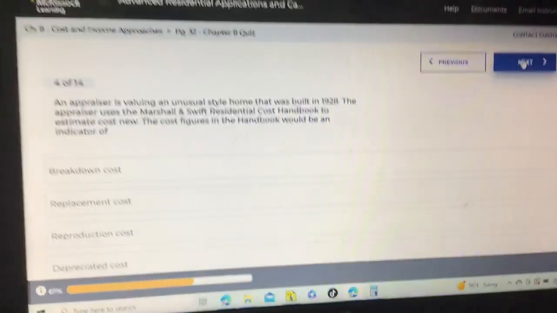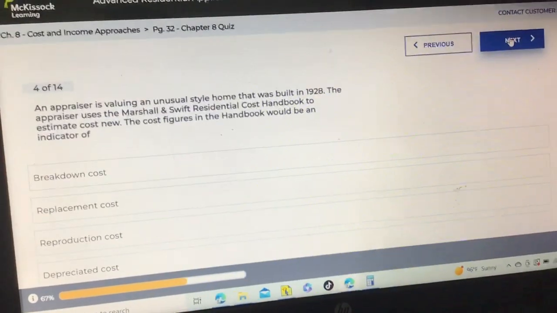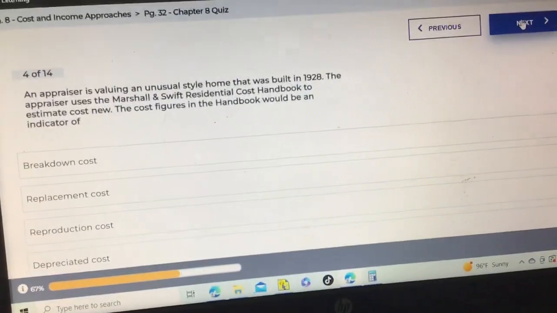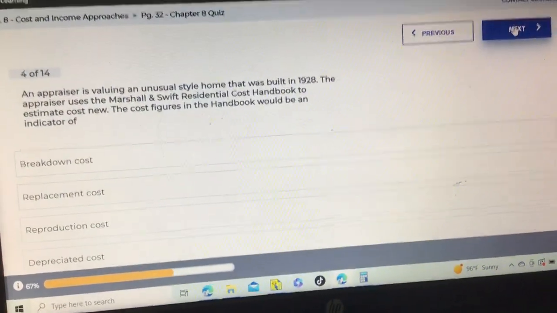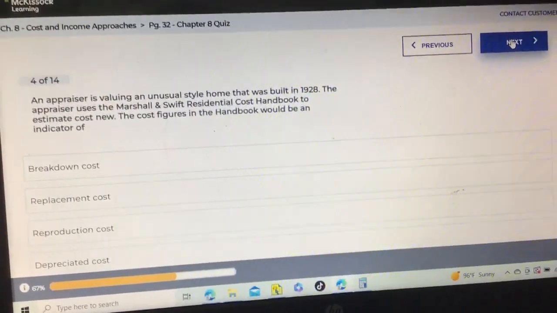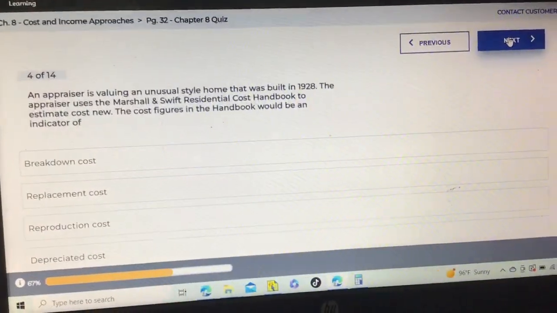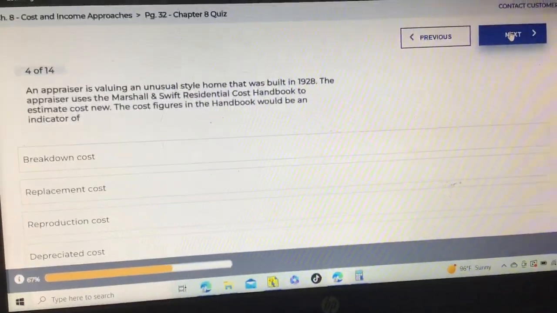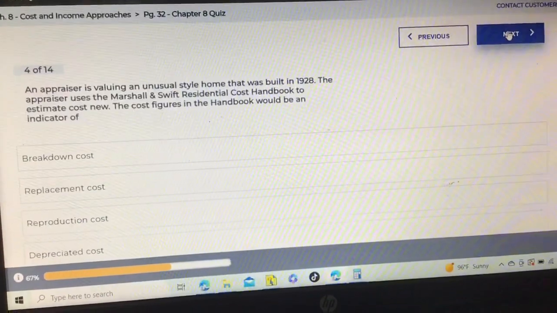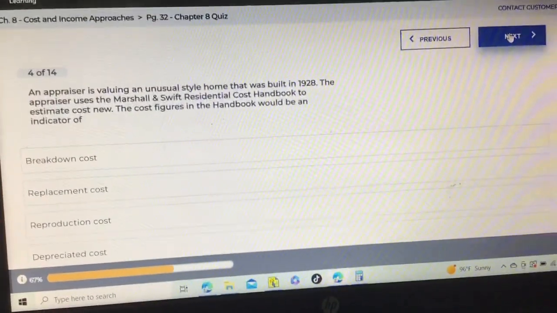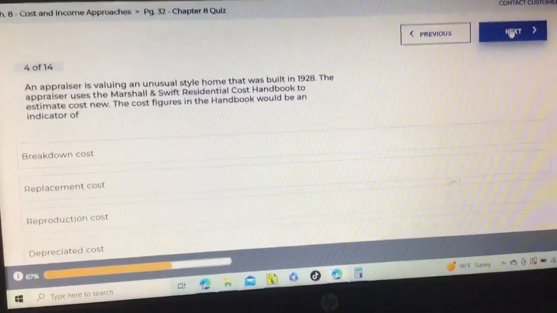Number 4, an appraiser is valuing an unusual style home that was built in 1928. The appraiser uses the Marshall & Swift Residential Cost Handbook to estimate the cost new. The cost figures in the handbook would be an indicator of A, breakdown cost, B, replacement cost, C, reproduction cost, or D, depreciated cost.